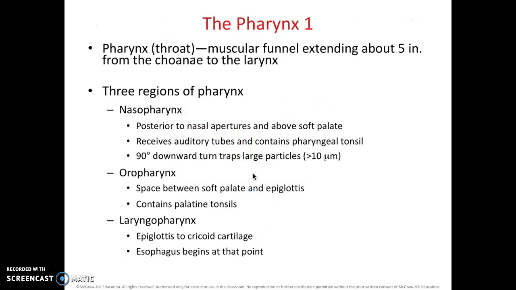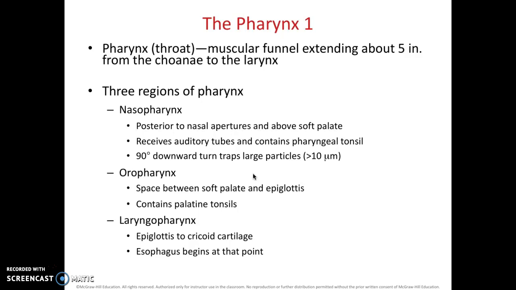The pharynx, which is the throat, is the muscular funnel that extends about 5 inches from the choanae to the larynx. So again, there are 3 regions of the pharynx. The first is the nasopharynx, which is posterior to the nasal apertures above the soft palate. It receives auditory tubes, which are the tubes that come from your ears, and contains the pharyngeal tonsil. The 90-degree downward turn traps large particles there.